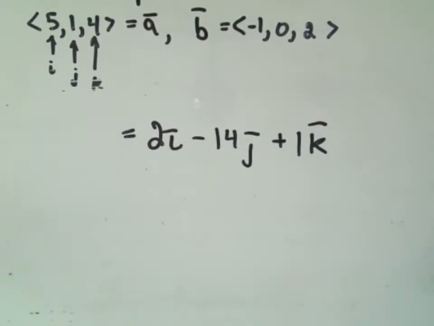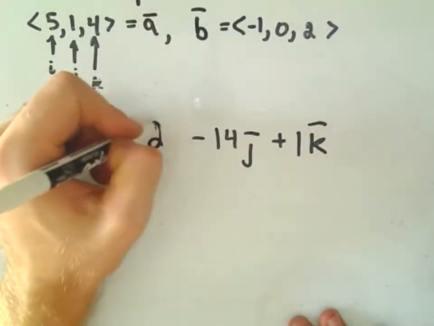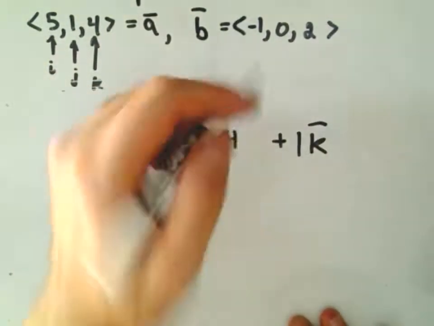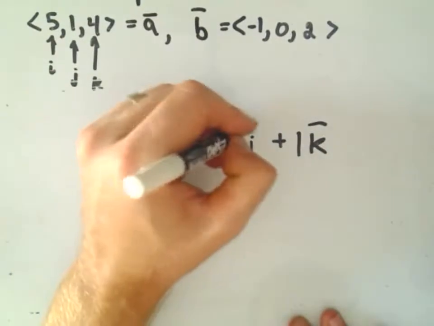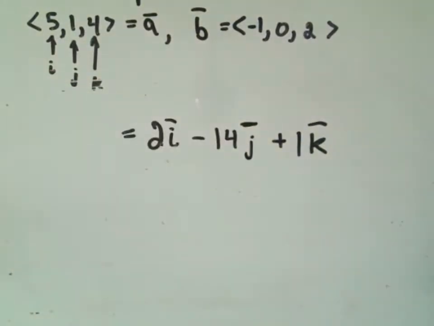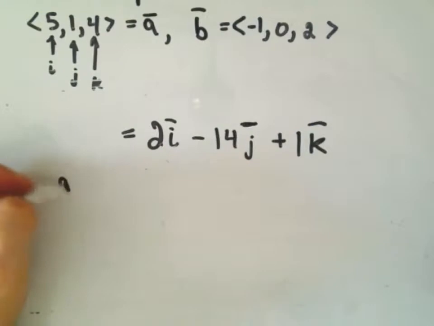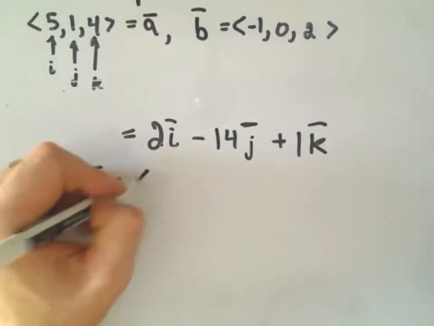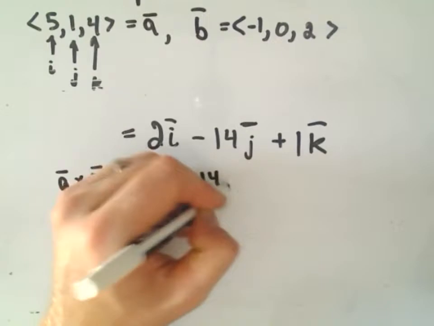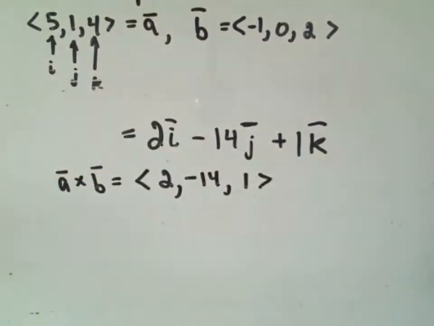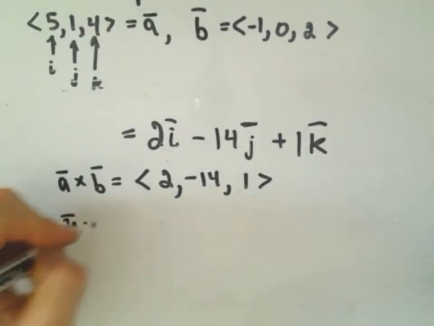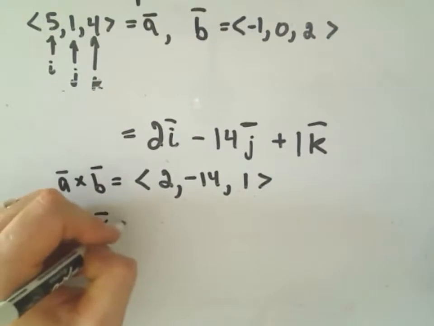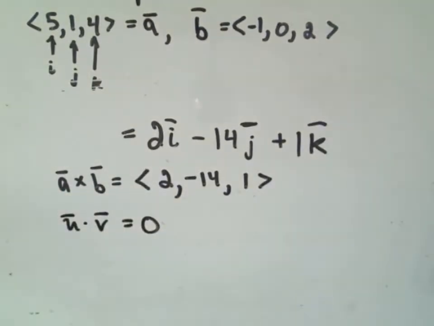One way you can check to make sure that you have calculated this cross product correctly, if you're taking a test, or maybe you've got a second to check things. Remember, we said the cross product here is going to be given by 2, negative 14, 1. Remember, we said the cross product is orthogonal to both a and b. And remember, two vectors, u and v, are orthogonal if their dot product equals 0.